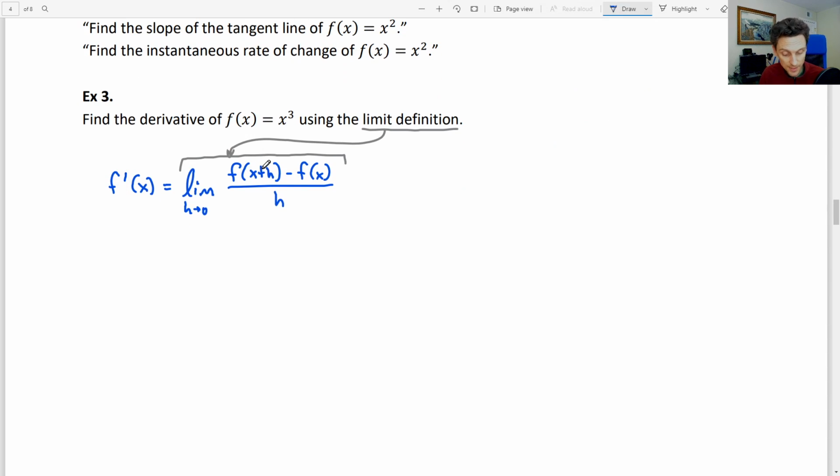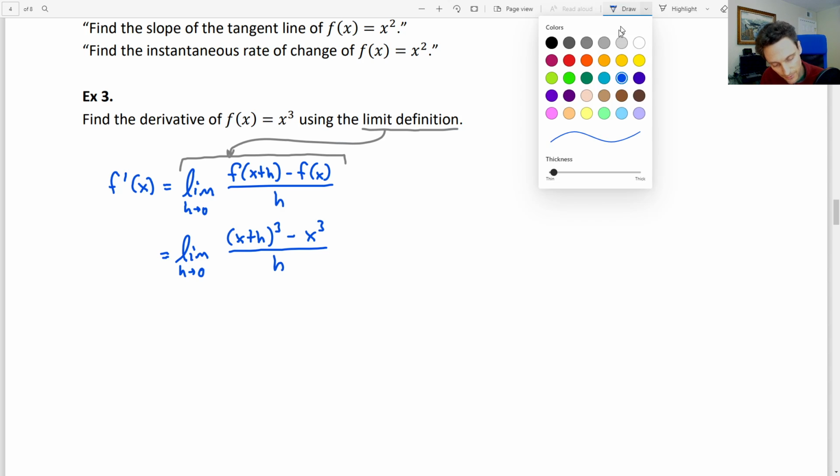Now our first step is going to be to plug x plus h into the function, where in this case the function is x cubed. So we're going to replace the x with x plus h. And then f of x we just copy down. This is x cubed.